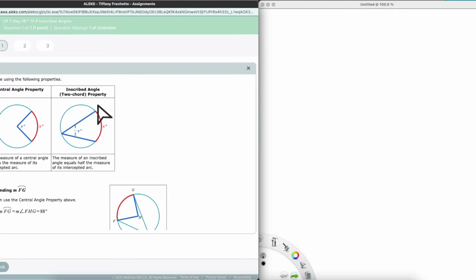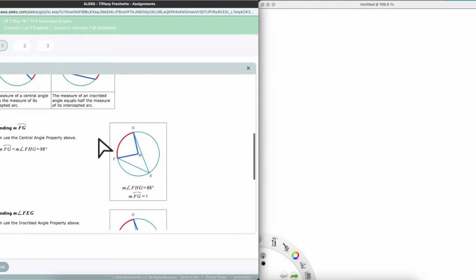If it's an inscribed angle, which means that it's inside the circle, but it goes all the way to the other side, it doesn't stop at the center, then we multiply the angle by 2 to get to the arc, or divide the arc by 2 to get to the angle. Either way. So the angle is half the arc. So it's just not the same, it's half. So we're going to use those properties to answer these questions.